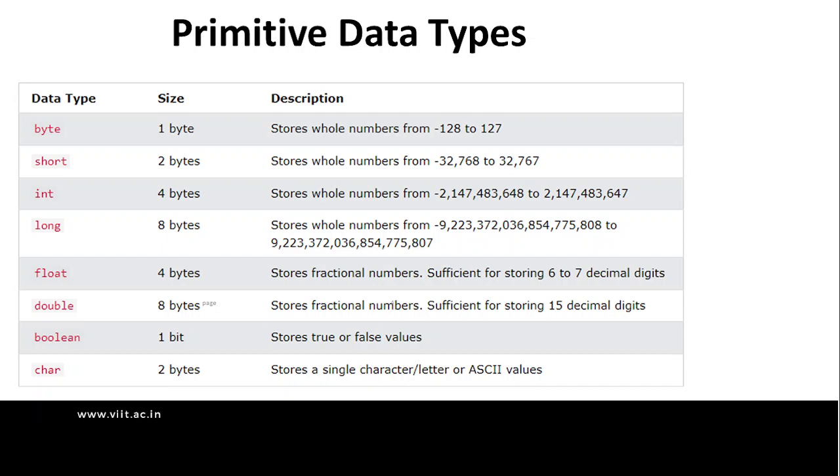Boolean stores 1 bit, not even a byte. Only 1 bit is required for boolean, which indicates either true or false. Only true or false, 1 or 0. Again, character has 2 bytes. It stores a single character, letter, or ASCII value in it.